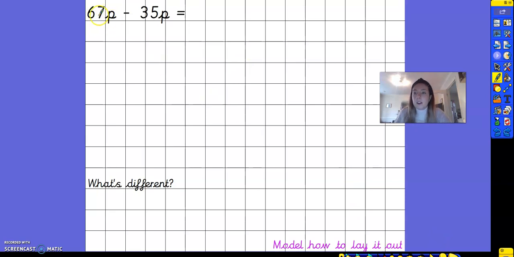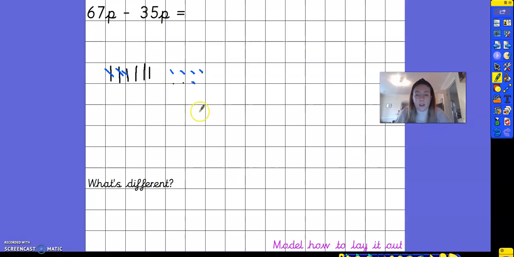So, first, I would draw 67p. 60, 1, 2, 3, 4, 5, 6, 7. Next, I would subtract my ones, 35p. So I'm going to take away 5 ones. 1, 2, 3, 4, 5. Then I'll subtract my tens. I'm subtracting 3 tens.